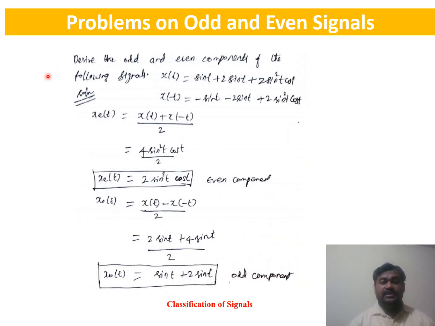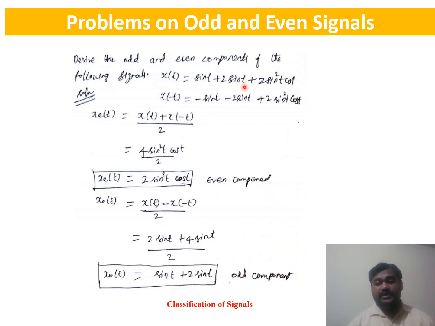Next, we are going to see problems on odd and even signals. Derive the odd and even components of the signal x of t equal to sin t plus 2 sin t plus 2 sin square t cos t. This is given. How to find the even component? We know the formula, x even of t equal to x of t plus x of minus t by 2. So we need to find x of minus t. Instead of t, we have to substitute minus t everywhere. If you substitute minus t here, we know that sin of minus theta is minus sin theta, so it will become minus sin t.